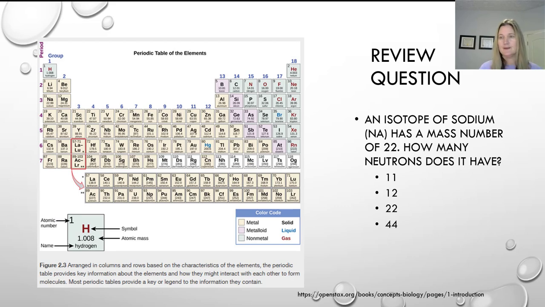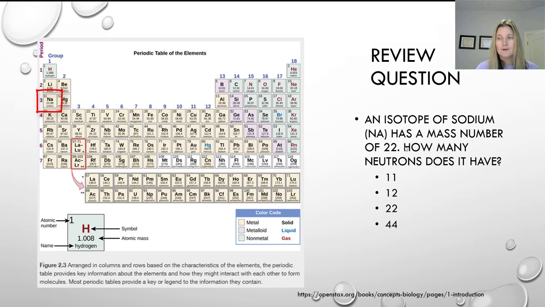So let's use the periodic table to help us answer this question. So we have an isotope of sodium. Now sodium, the chemical symbol is Na. So it's over here. It has a mass number of 22. So how many neutrons does it have?